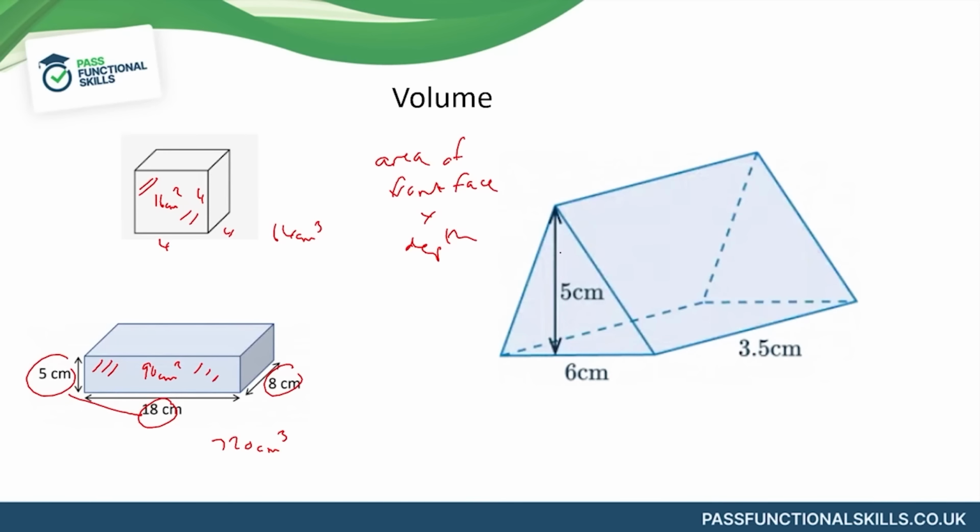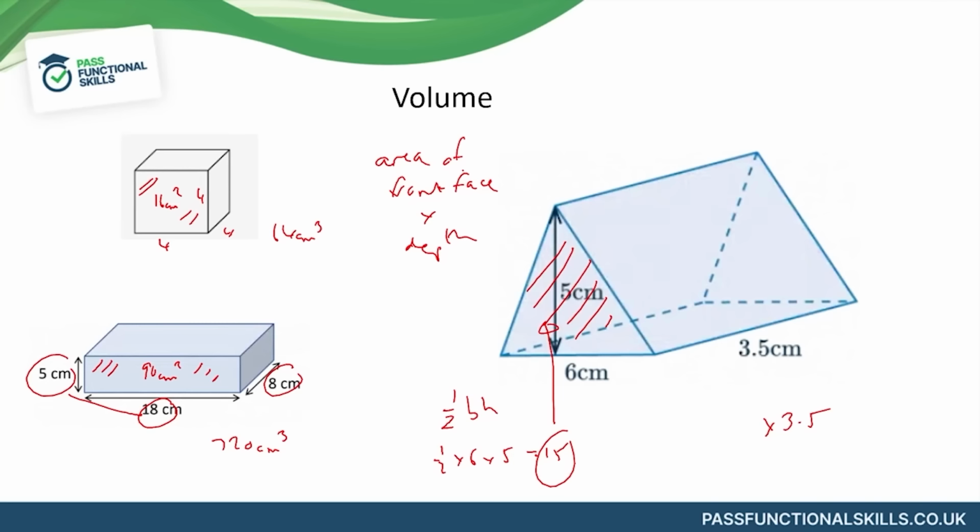For a more complicated one though, like this triangular prism, then I would see it as what is the area of this front face multiplied by its depth. So here the depth is 3.5, we'll worry about that in a minute. The area of the front face, well, this is a triangle. Now the formula for the area of a triangle is 1/2 base times height. So 1/2 times by 6 times by 5. Half of 6 is 3 times 5 is 15. So the area of this face here is 15 square centimetres.